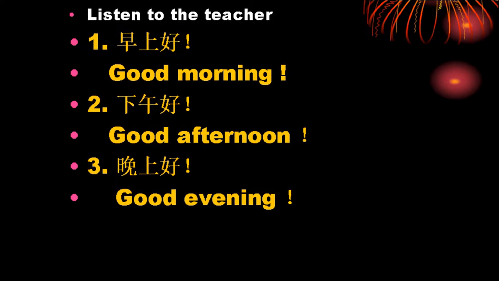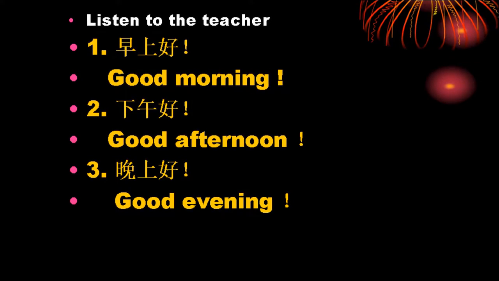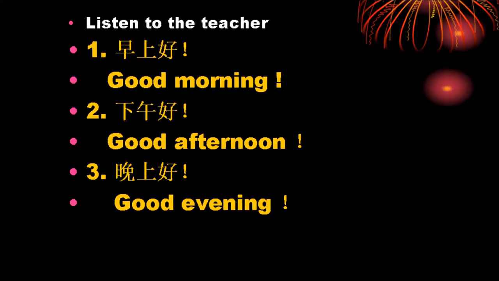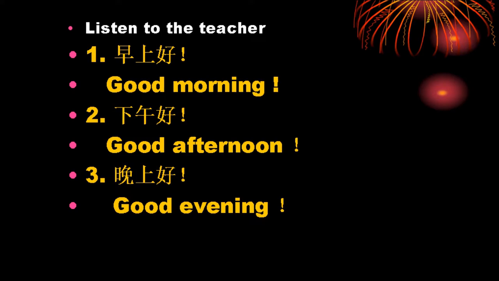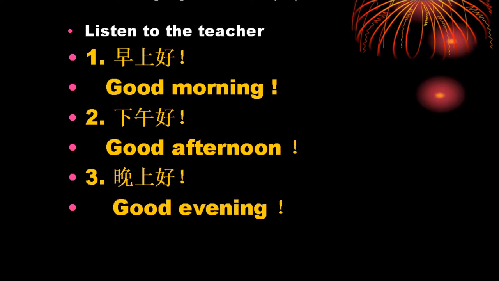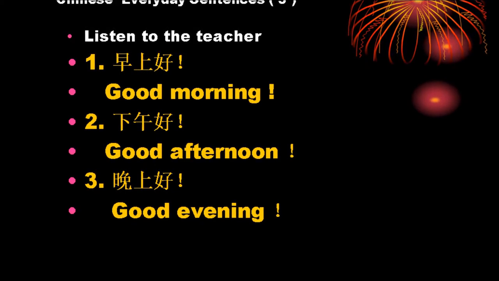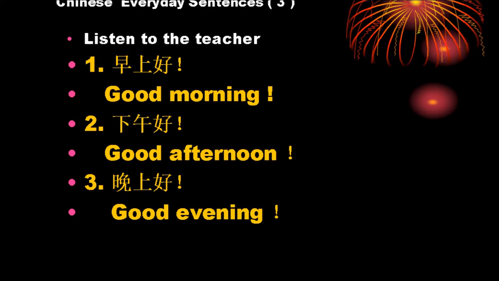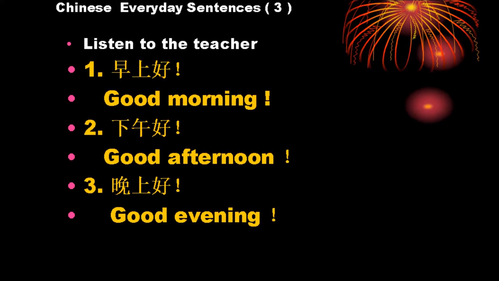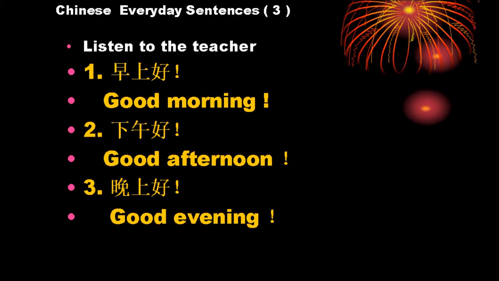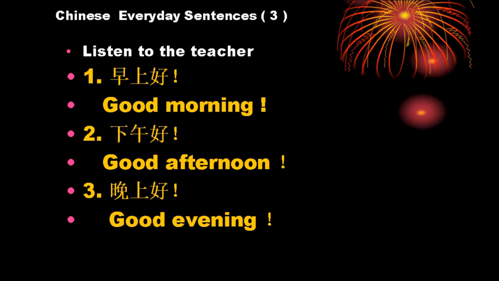Number 1. 早上好. It means good morning. Number 2. 下午好. It means good afternoon. Number 3. 晚上好. It means good evening.